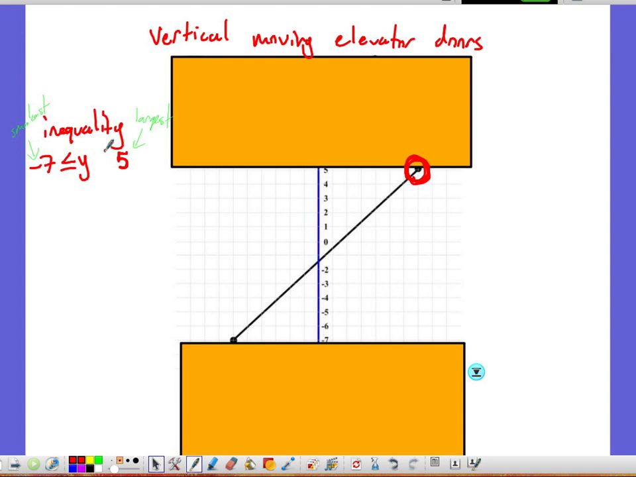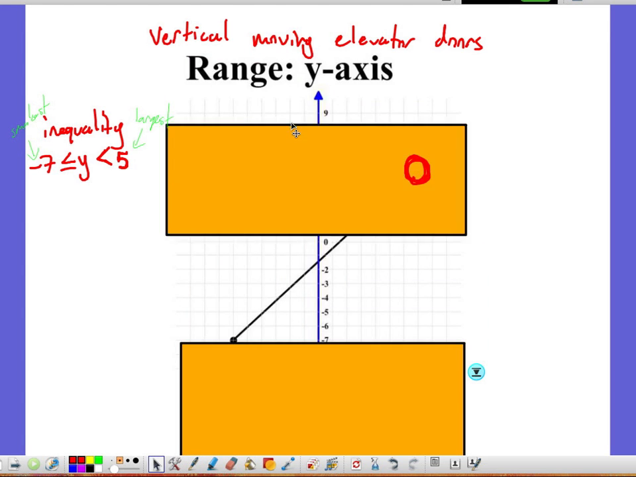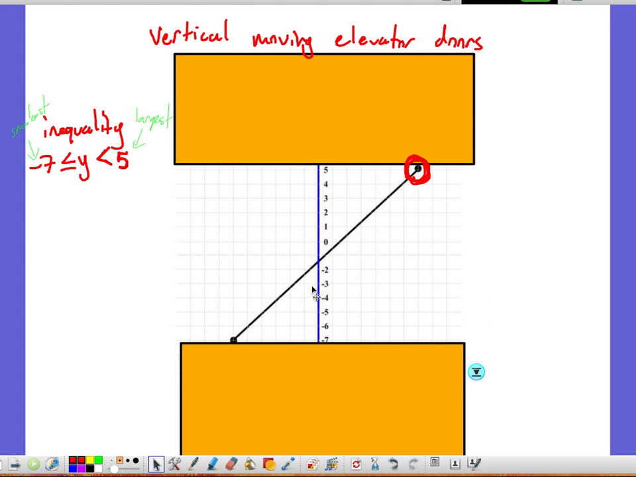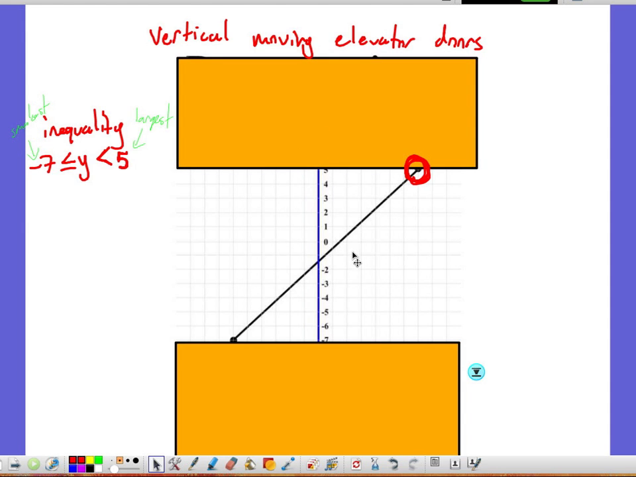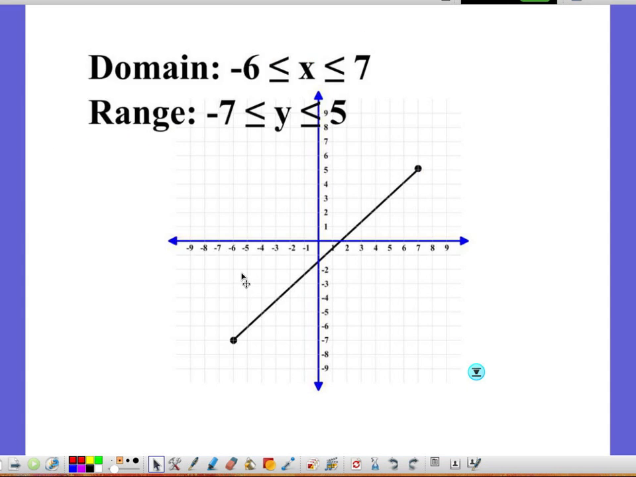And that's it. That is my range in inequality form, by using vertical moving elevator doors. So my function is able to squeeze through and move on with its life. Alright.